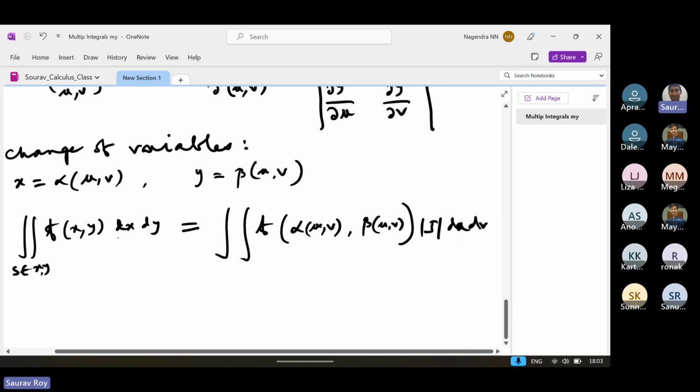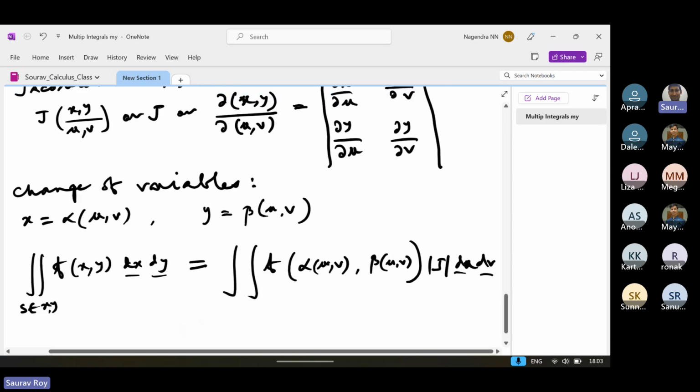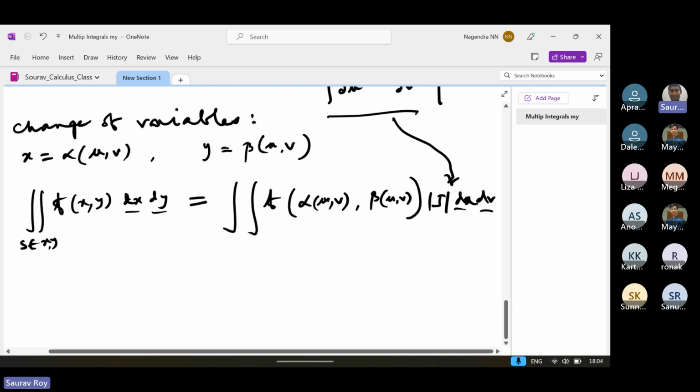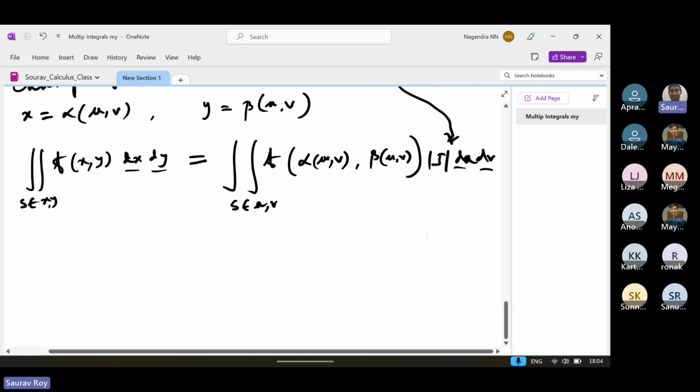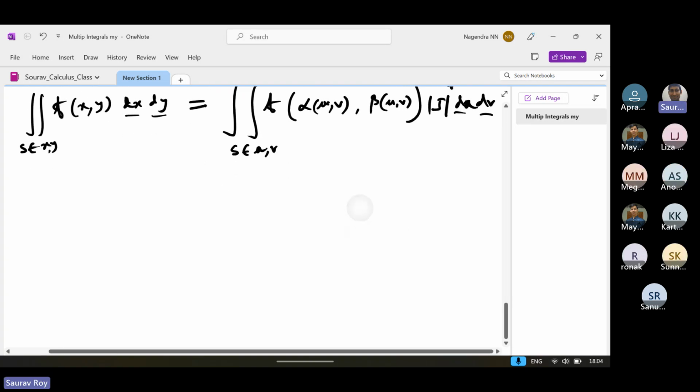So you see, from dx dy we went to du dv, and mod J is written. We have to calculate this Jacobian, and from that we take the modulus. It might be plus or minus anything, but we take only the value. And this integral will now continue with u and v only, as a function of u and v. Does anybody have any question on this? We will see an example of this now.